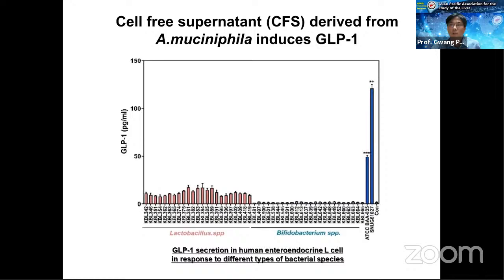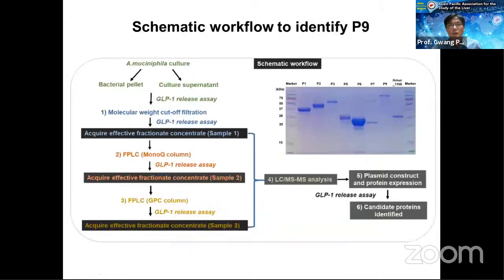The question was, what is the molecular mechanism behind that specific effect? So we did a cell-free supernatant. We broke down the cells and tried to identify the particular fraction from Akkermansia muciniphila that induces GLP-1 secretion. When compared to the others known for this beneficial effect, we identified a particular fraction of Akkermansia muciniphila that dramatically increased GLP-1 secretion. We are trying to find what is responsible for this increase in GLP-1 secretion. So we did the Akkermansia muciniphila.